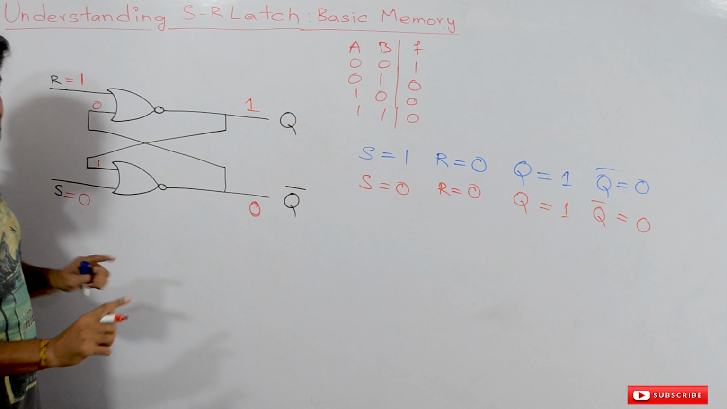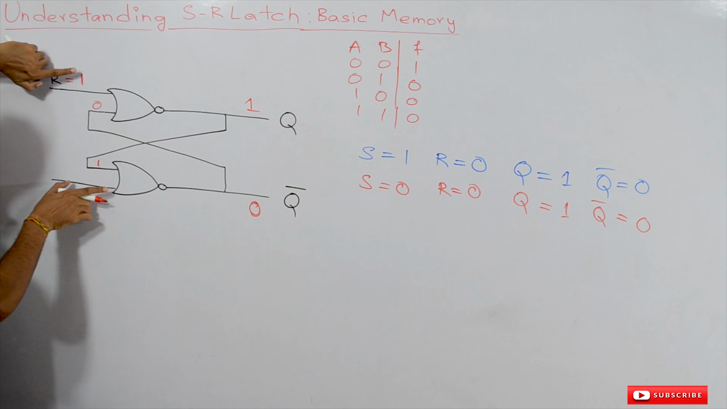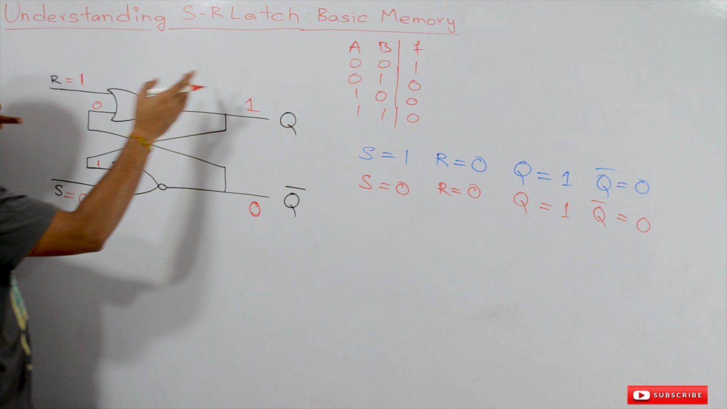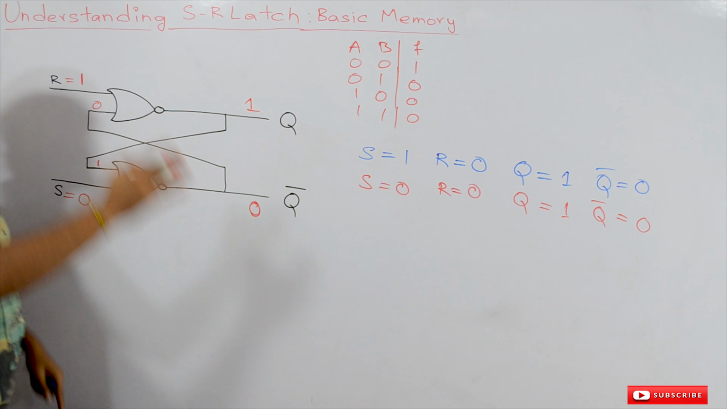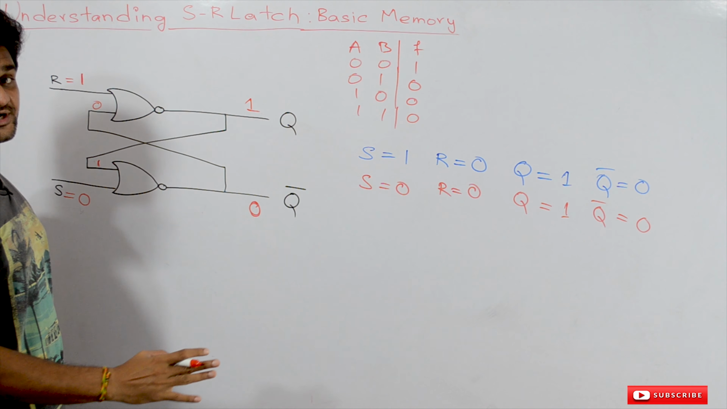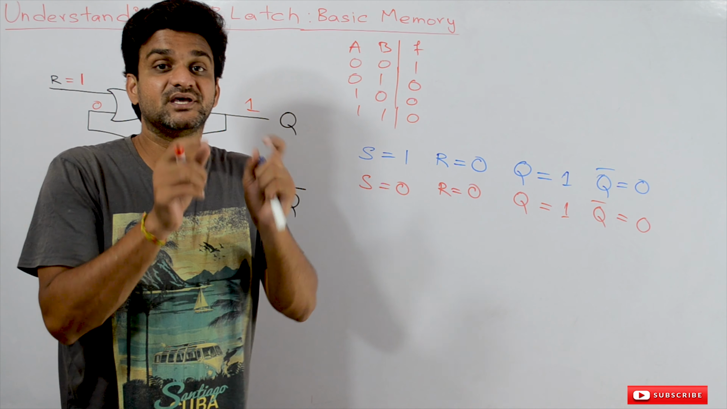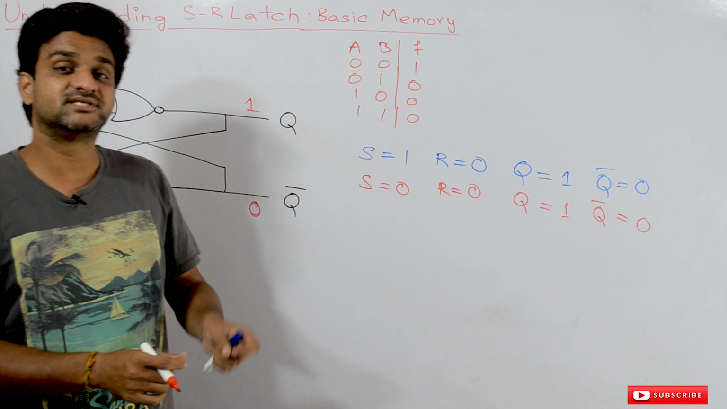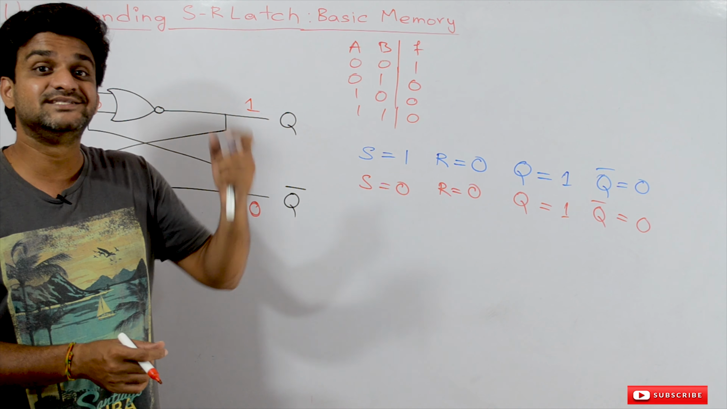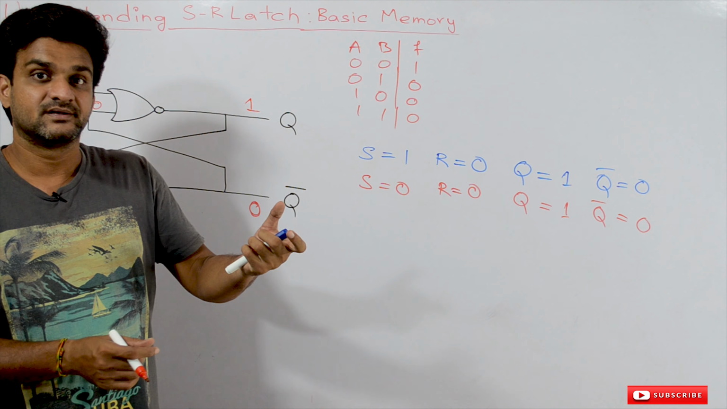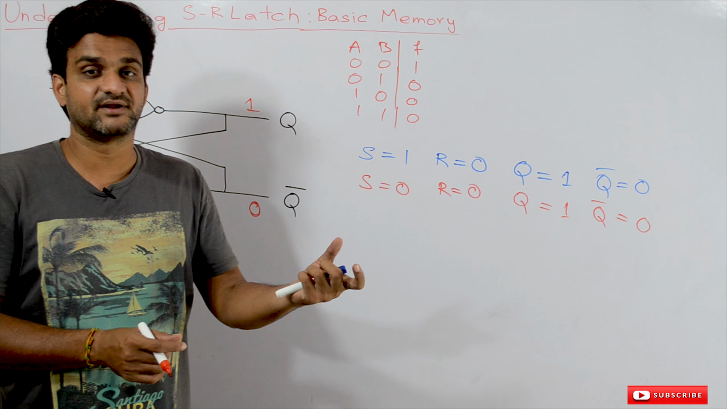The thing you have to observe is that as long as the inputs do not change, the value at Q will remain the same. That point is very important to understand. That itself means that memory, something is getting stored, something is unchanged. That is what we call memory, right?